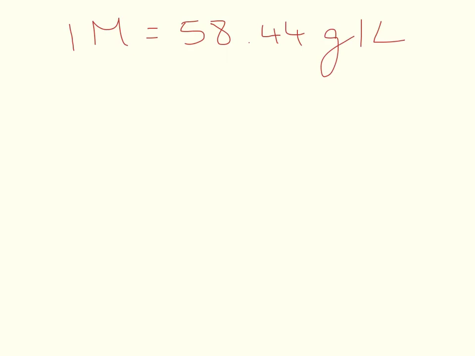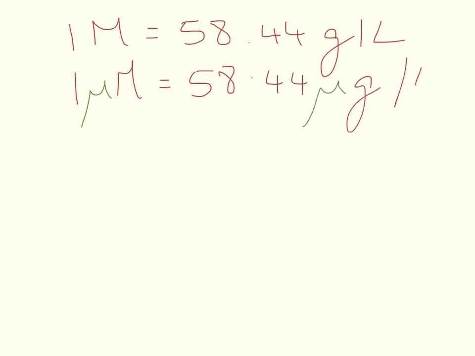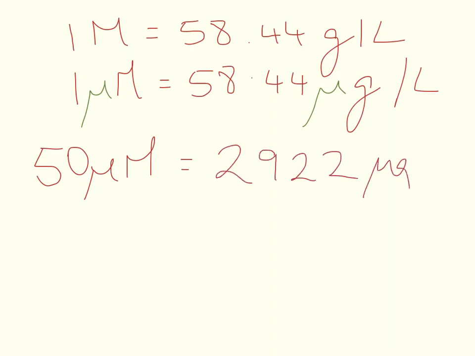So let's get it all down to my normal trick I've showed you before, where we go 1 micromolar is equal to 58.44 micrograms in a litre. And it's asking for 50. So if we say 50 micromolar is equal to, now we'll just get a calculator again. We say 58.44 times 50 is 2922 micrograms per litre.